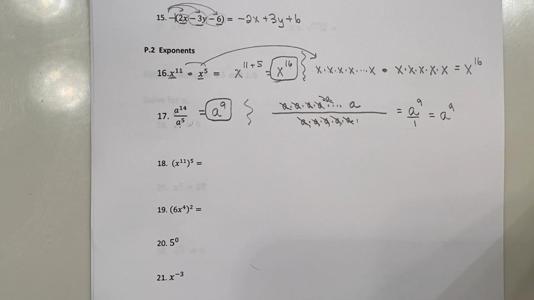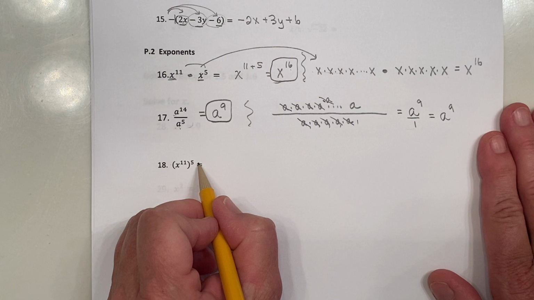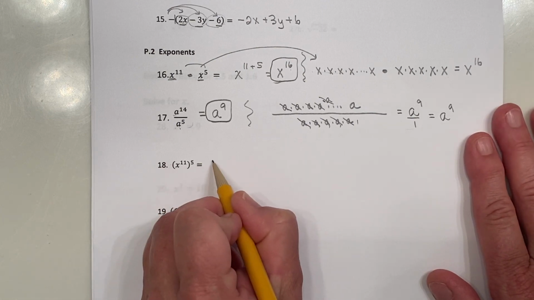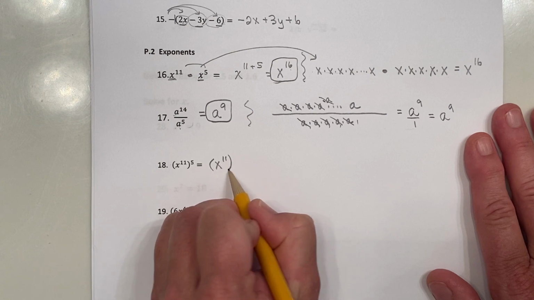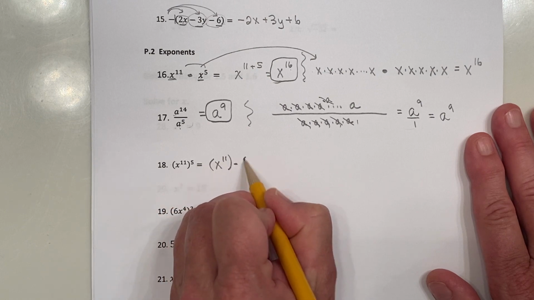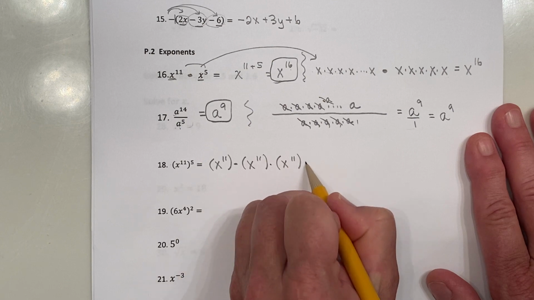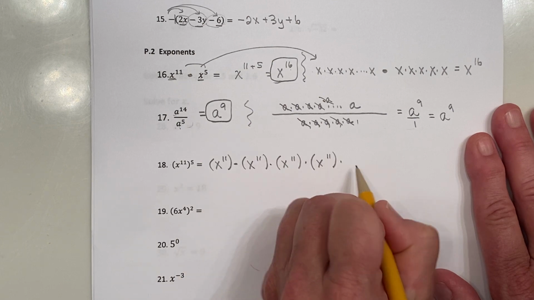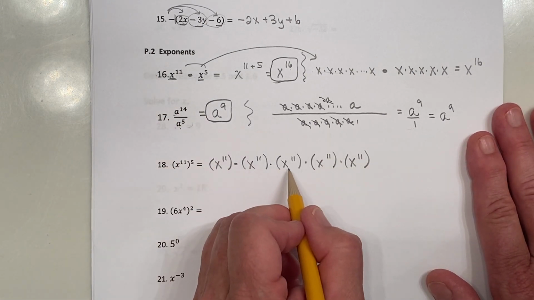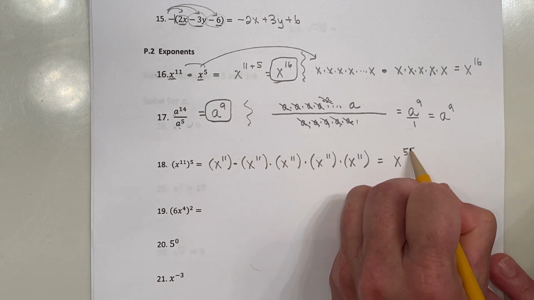Okay, number 18. Notice how 18 and 16 are similar. You might think the answer is also x to the 16th, but it's not. This is a power to a power. What this means right here is that I have this parenthesis, x to the 11th, taken and multiplied together 5 times. Now I'm back to a problem like number 16, and what I'm going to do is add all these 11s together, and I'm going to get x to the 55th power.